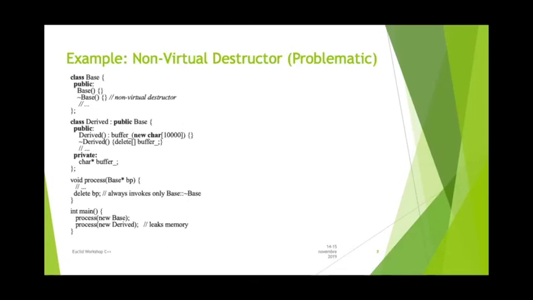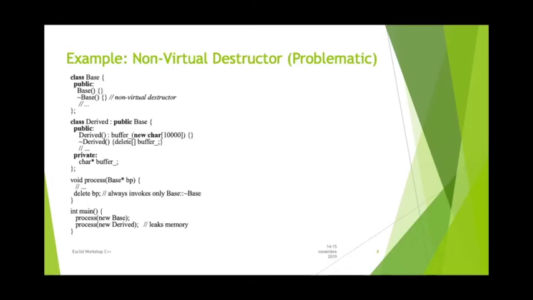Here I have the base class, and it's not virtual. And I'm inheriting this derived class from the base class. And here I'm doing the derived class and deleting this property. Now I'm calling process with a base class object here, and it's a base to base class. And here I'm just deleting this class. It's invoking the base class destructor here, since it is not virtual.